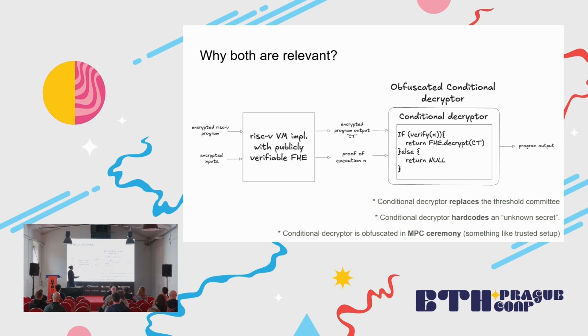Now, you might be concerned: how do you hard-code the secret? Well, the way we do that is we perform a trusted setup, like the one we do at the moment for zero-knowledge proofs. We perform a trusted setup, obfuscate this conditional decryptor with the secret key inside it, and that's it.